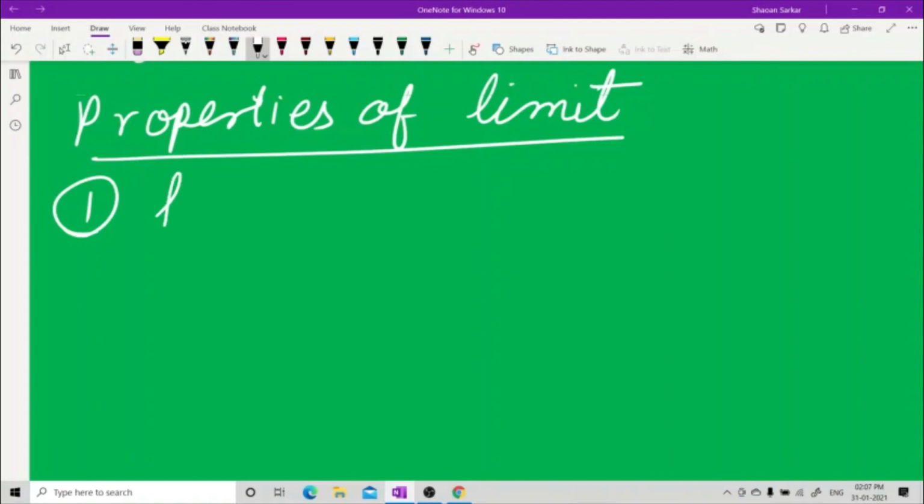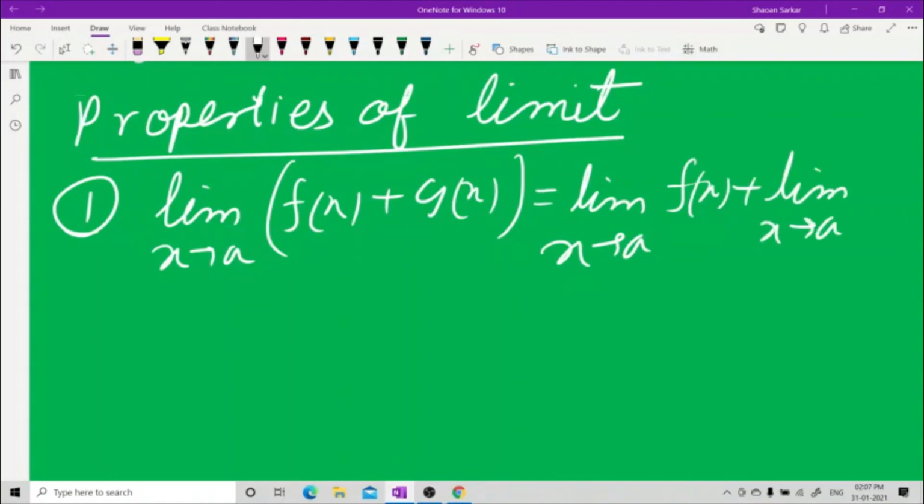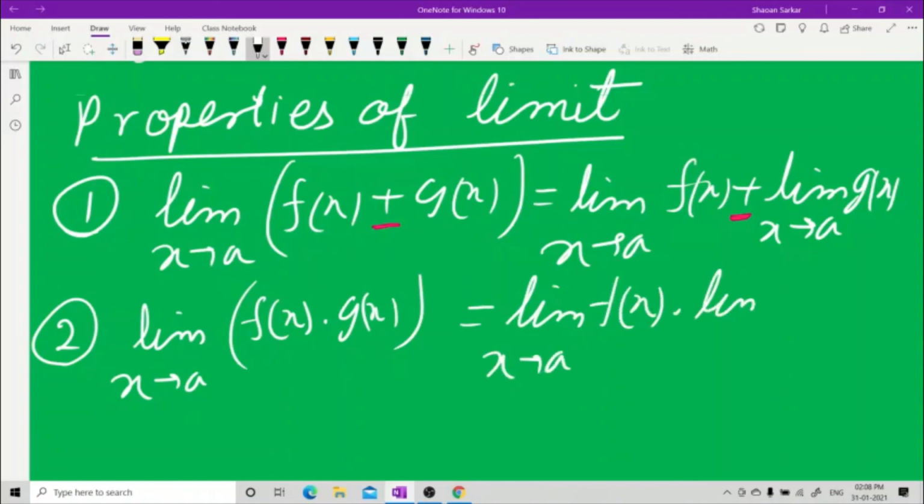Number one is limit x tending to a of fx plus gx would give me limit x tending to a fx plus limit x tending to a gx. And if it is a minus sign, then you will have to put a minus sign here. Next, second, limit x tending to a fx into gx. So this will be limit x tending to a fx into limit x tending to a gx.